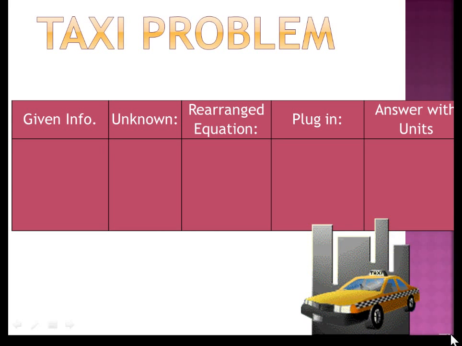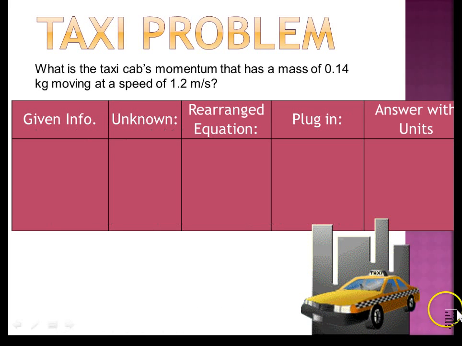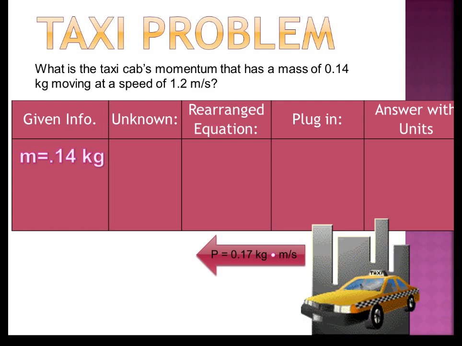So we're going to do a sample problem about a taxi cab. What is a taxi cab's momentum that has a mass of 1.4 kilograms moving at a speed of 1.2 meters per second? Our mass is 1.4 kilograms. Got to be careful on those, you guys. It will mess you up. Our velocity is 1.2 meters per second, and we're looking for the momentum. And remember, momentum is P, not M, like I just said.